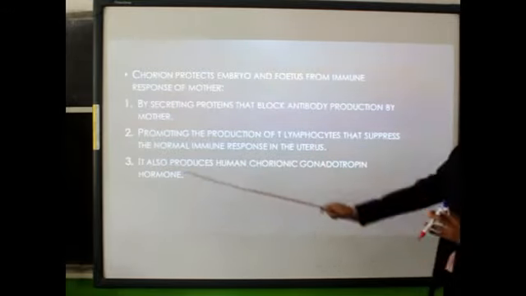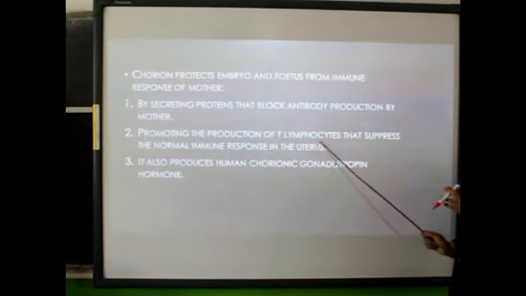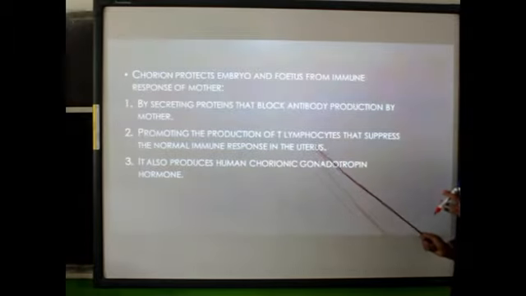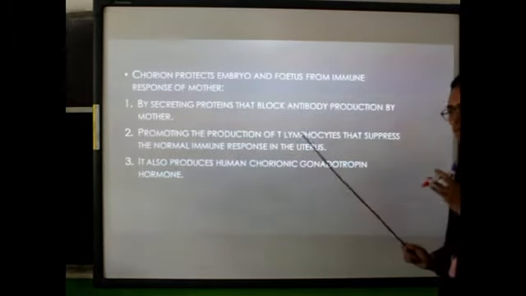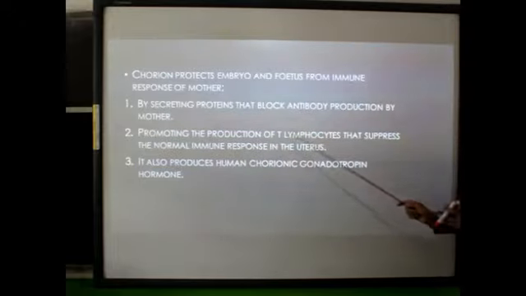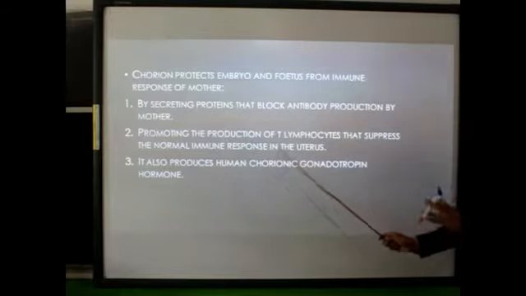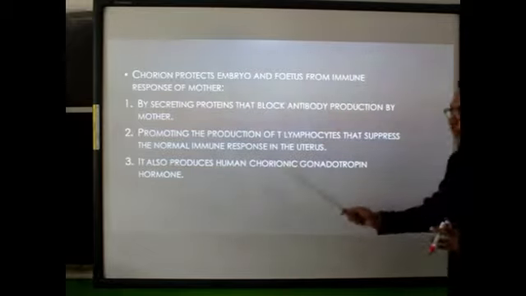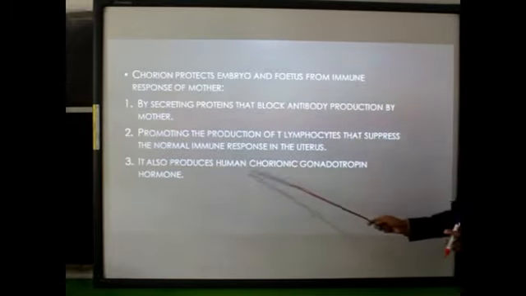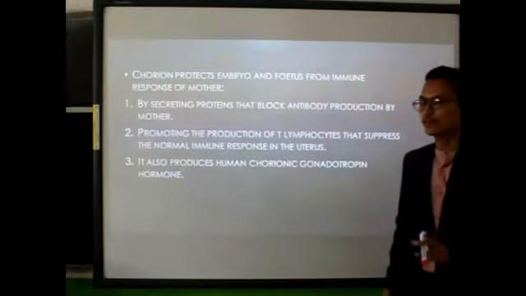Number 2, promoting the production of T lymphocytes. Now what are T lymphocytes? It's a type of WBC. There are 2 types of lymphocytes, T lymphocytes and B lymphocytes. So it promotes the production of T lymphocytes that suppress the normal immune response in the uterus. Suppress means to inhibit; it will decrease the immune response in the uterus. And number 3, it also produces human chorionic gonadotropin hormone. So these are the functions of the chorion.